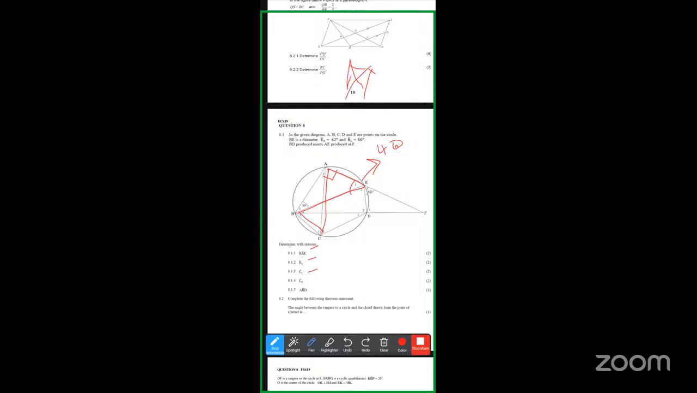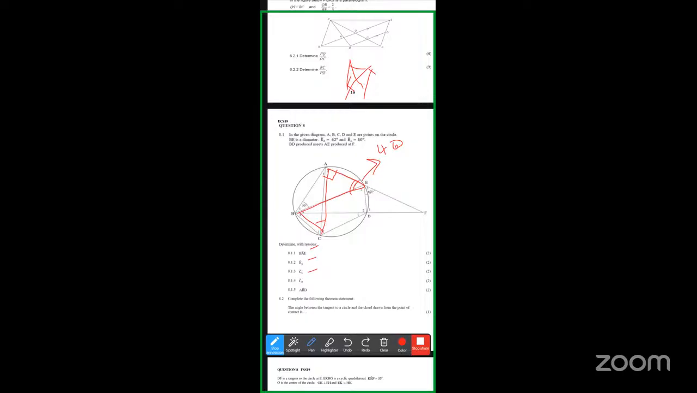This angle is equal to that. This is equal to that. Therefore, this angle is equal to that angle. Then C1 is equal to 40 degrees, reason being angles in the same segment, or angles subtended by the same chord, angles subtended by the same arc. It depends which one you prefer.